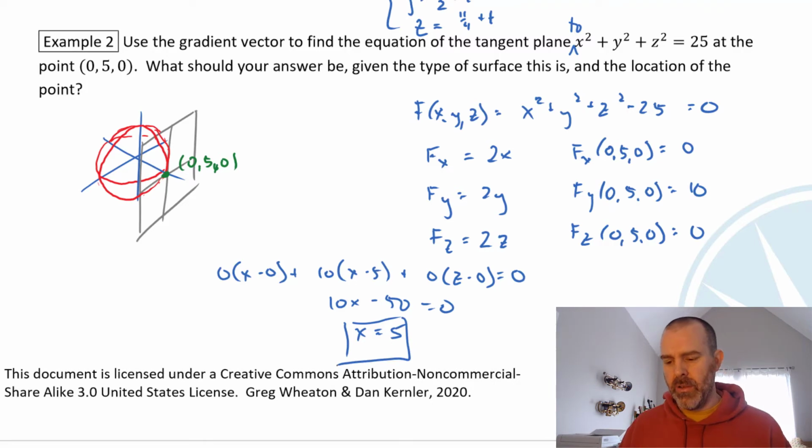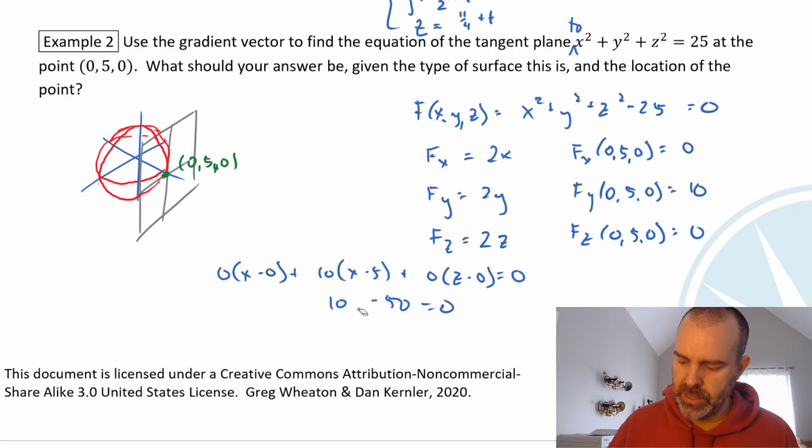Did I draw that in the wrong spot? Oh, no. Oh, gosh. I could edit this out, but we'll just leave it in there. Okay, so y equals 5 because I can't remember my plane equation. So that's it. That is the equation for a tangent plane.